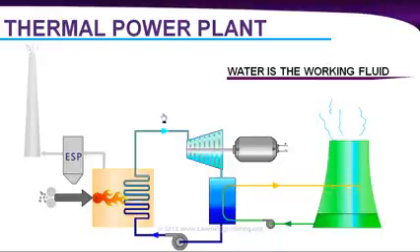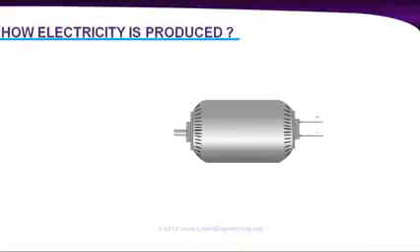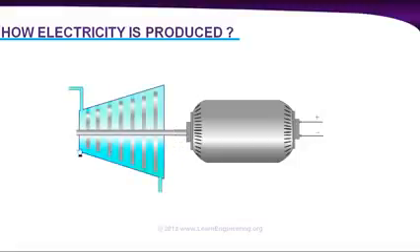So the basic question: how is electricity produced? And here is the answer: using a generator. If we can rotate the shaft of the generator, we can produce electricity. In thermal power plants, we will rotate this shaft with the help of a steam turbine, like this. You can connect a steam turbine to the generator shaft, and if you can rotate the blades of this turbine, you will get electricity over here.